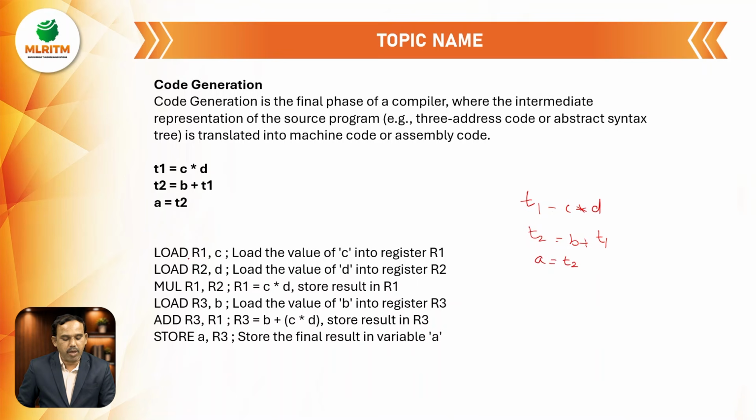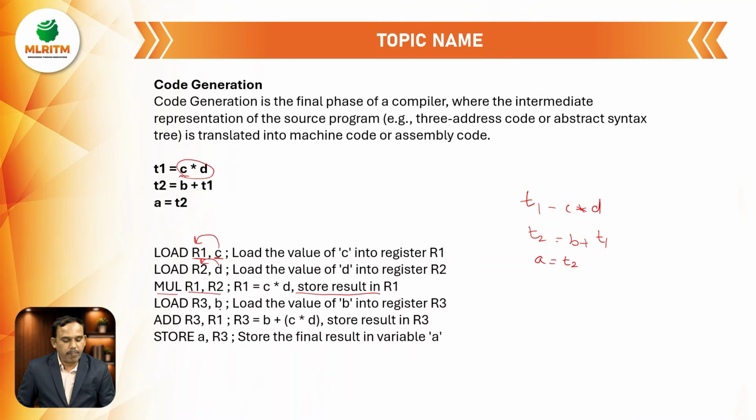Here, load R1, C: load the value of C into the R1 register. Then load R2, D: load the value of D into register R2. So C is the source, and R1 is the destination register. For multiplication, use multiply R1 and R2. The result is stored in R1 itself. And this expression is evaluated.